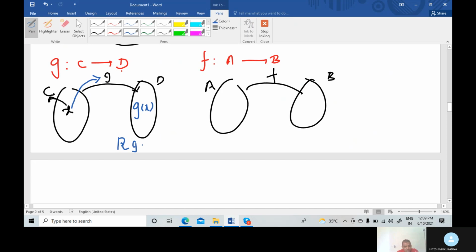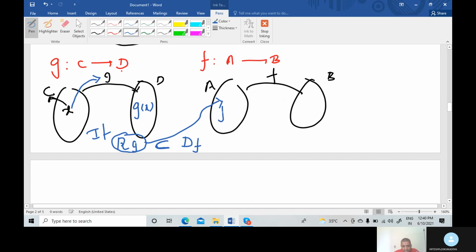Now our condition is what? Now all the elements of the range of g are present in set A. That means the range of g is a subset of the domain of f. Otherwise it is not possible. If the range of g is not a subset of the domain of f, then we cannot do any calculation of the composite function, right? This is the most important condition. So the range of g is a subset of the domain of f.